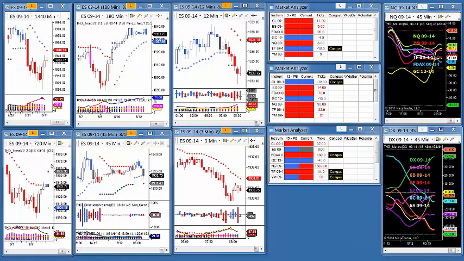Now, what you typically will find is that this will come up to the congestion dot. It will form divergence at the congestion dot. Then it will come back and it will test the ATR. Does everybody understand that? And that is built into the trend ATR.